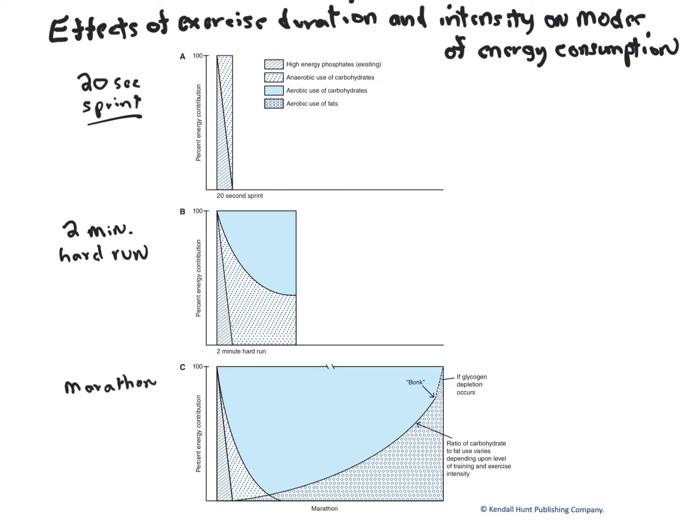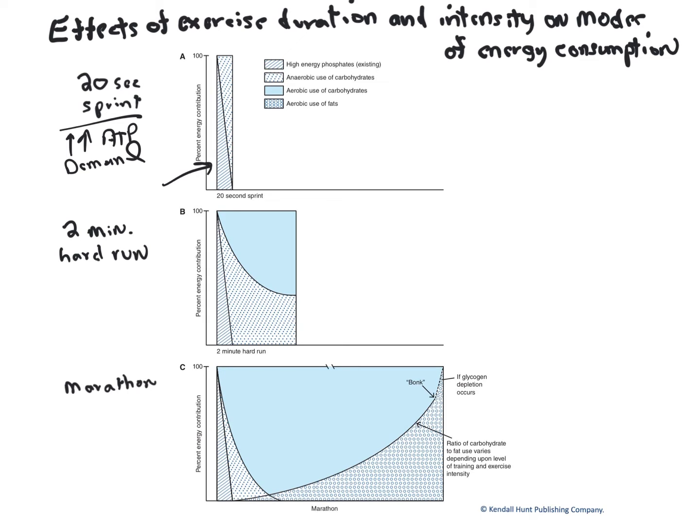For the 20-second sprint, we have a fast and furious event. The runner is sprinting as hard and as fast as possible till crossing the finish line. ATP demand, very, very high. We need a lot of ATP, and we need it very quickly to power this sprint. Where does the energy come from?